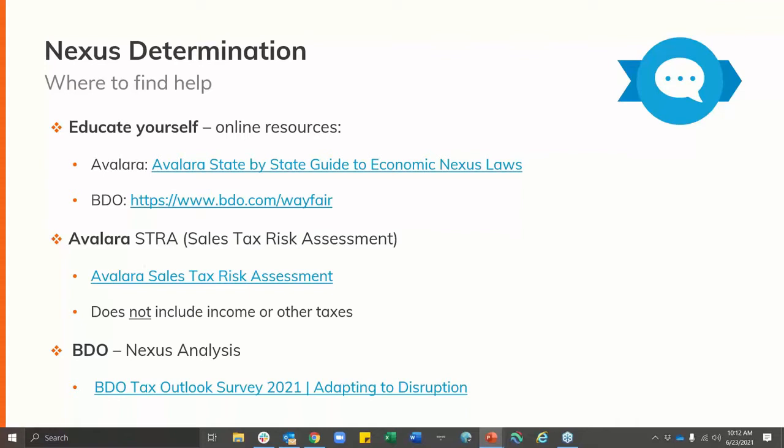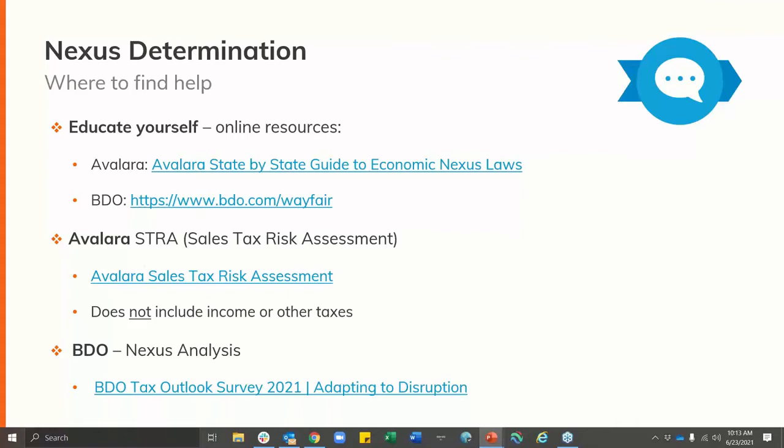With nexus determinations, we like to ask people to educate themselves, and there are a lot of different ways you can do that. For instance, on Avalara's website, they have a state guide to economic nexus laws. On the BDO website, we have a Wayfair page that walks you through all the things to consider. Avalara has a sales tax risk assessment that is at a very high level, and then BDO does a more robust nexus analysis that includes not only your sales tax issues, but potentially your income tax, as well as other taxes you may be subject to. There's a lot of information out there that you can educate yourself on. We've provided some links here, and when you get copies of the presentations, those links will be live for you.